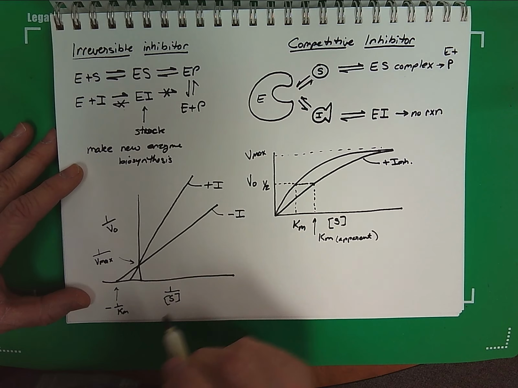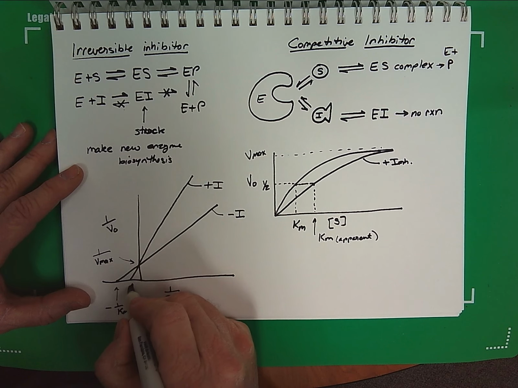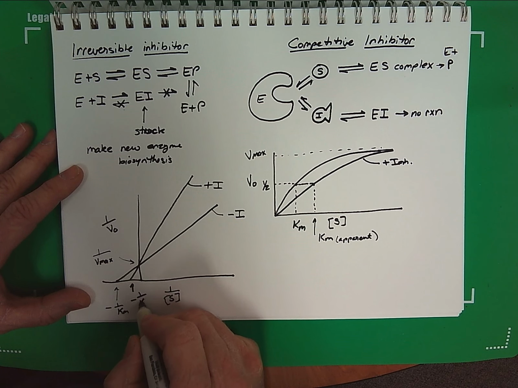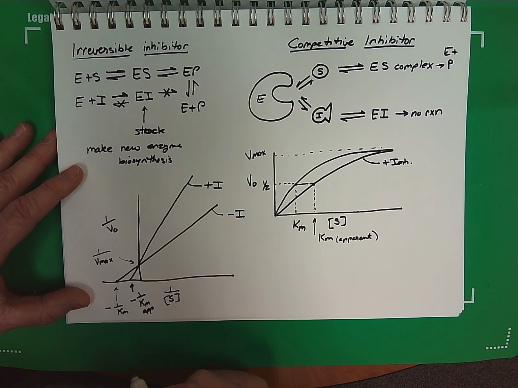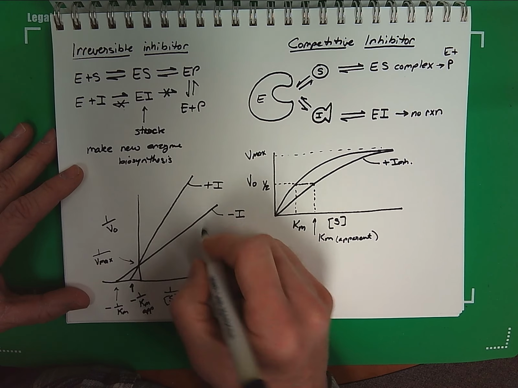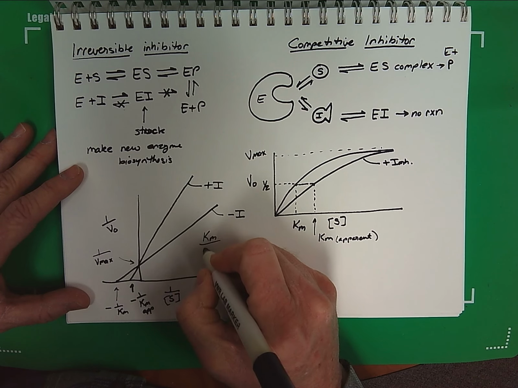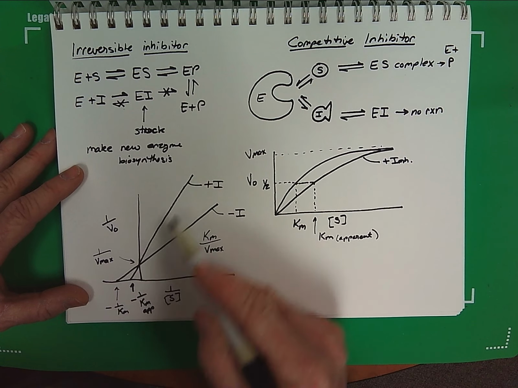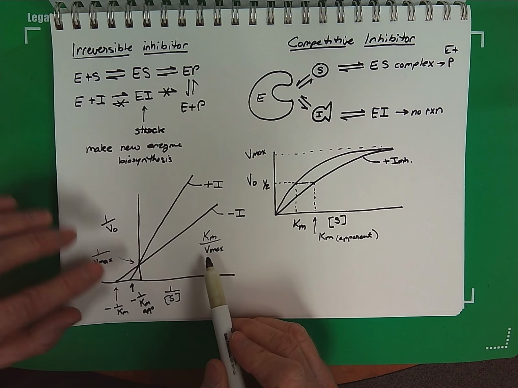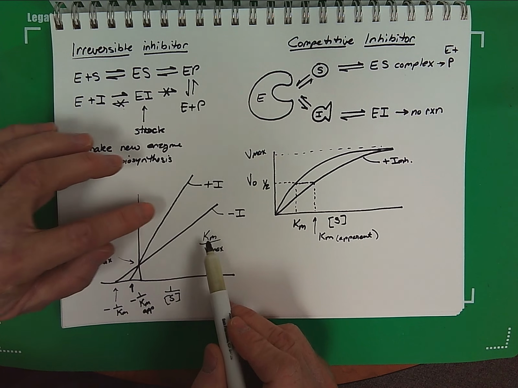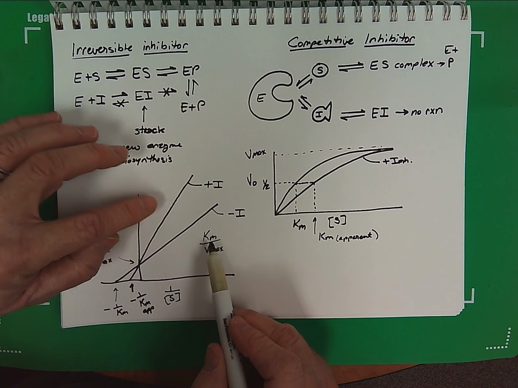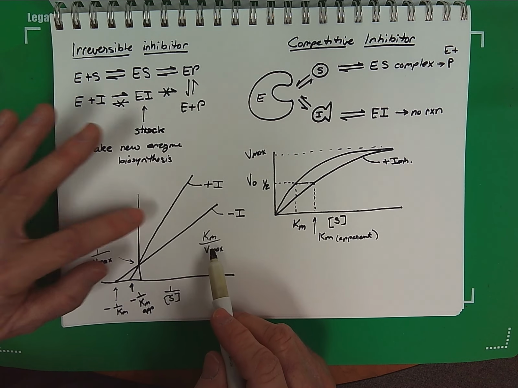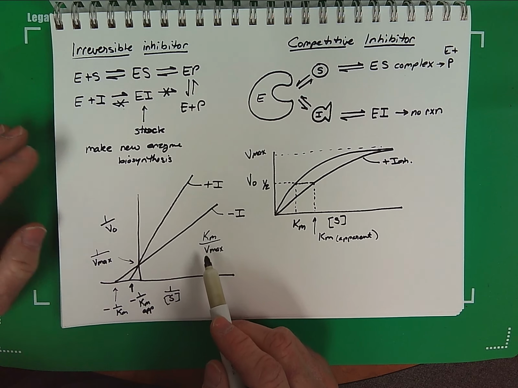This will be plus inhibitor. And so now this is our negative 1 over Km apparent. Recall also that the slope of these lines is Km over Vmax. So if we look at the slopes of these lines, we'll see that the Vmax is the same for both, but the Km is higher with inhibitor than without inhibitor, and so this means that with inhibitor we will have a greater slope, confirming our line.